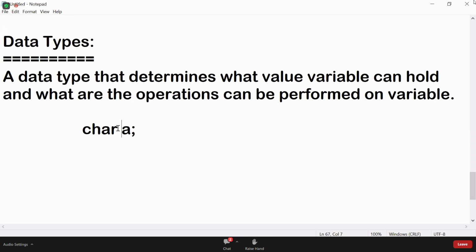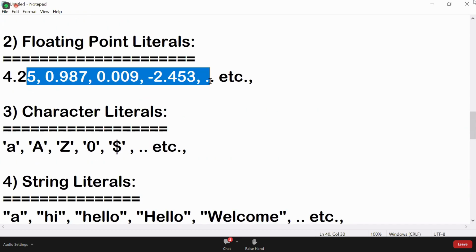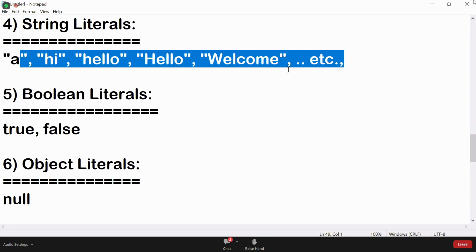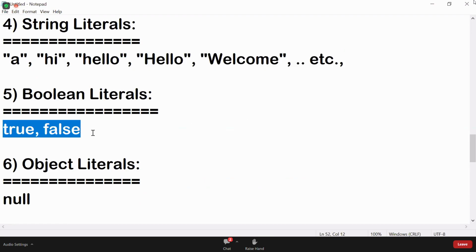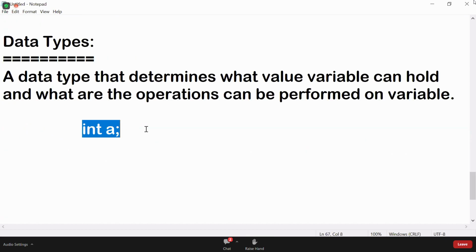data type decides. Suppose int is there, 45 operations are possible: addition, subtraction, multiplication, division, modulo division, less than, greater than, equal to, not equal, all possible if numbers are there. But if a floating point number is there, some operations are not possible. If strings are there, very few are possible. If Boolean is there, operations are not possible. If null is there, operations are not possible. So whether an operation is possible or not is decided by the data type.